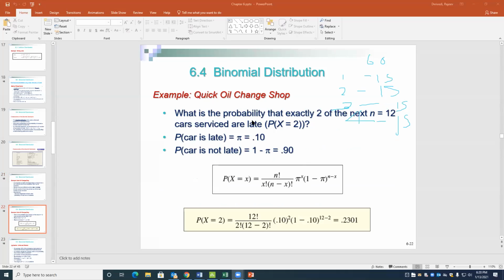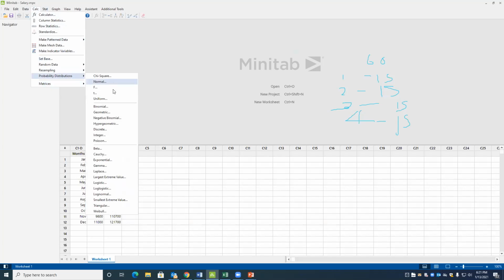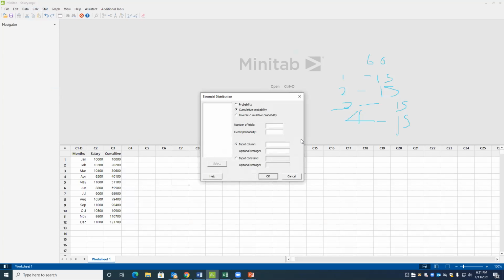What is the probability that exactly 2 of the next n equal to 12 cars serviced are late, where pi is 10%, and a car is not late with 90%? We are just going to use our formula. I hope you can see my Minitab. Can you see my Minitab? Yes. Okay. Under Statistics, under Calculation, we have all the probability distributions. The binomial probability distribution is right here.